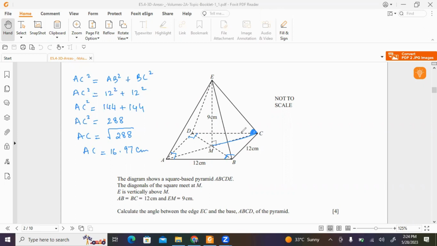Now that we have AC, we can find AM or MC in our case, because that's the side that we're after, by dividing it by 2. The reason why we're dividing it by 2 is because we know that M is the midpoint of AC. So MC is going to be exactly half of AC. That is 8.49.